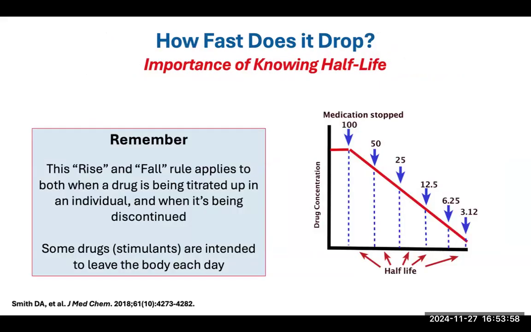And just as it takes 5 half-lives for a drug to go from no drug in the body to a steady state, meaning roughly the same amount of drug coming into the body as is leaving each day, it takes 5 half-lives for the drug to be eliminated from the body. So this is why those short half-life drugs come out very quickly and often lead to those kind of withdrawal symptoms that we've talked about.